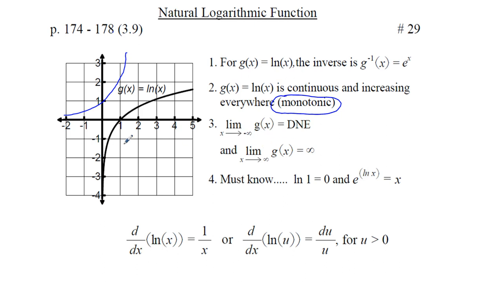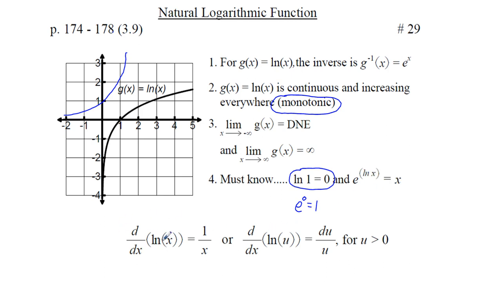As x approaches zero from the right, as you can see, we have a vertical asymptote along the y-axis, so g of x goes to negative infinity. And as x approaches infinity, g of x equals infinity. Things that are helpful to know: ln of 1, or natural logarithm of 1, equals 0, so what that means is that e to the power of 0 is equal to 1. And if you have e to the power of ln x, the e and the natural logarithm cancel each other, and we have x.